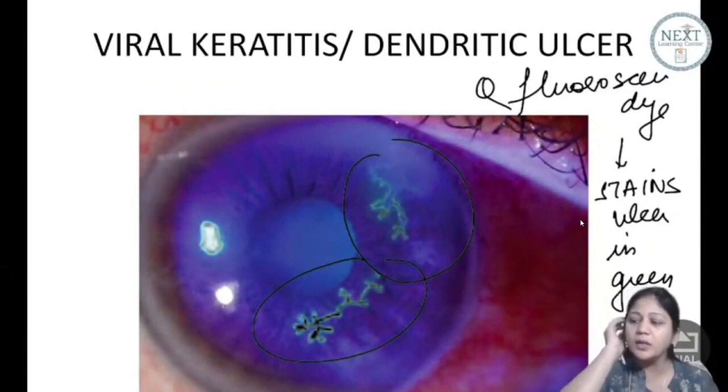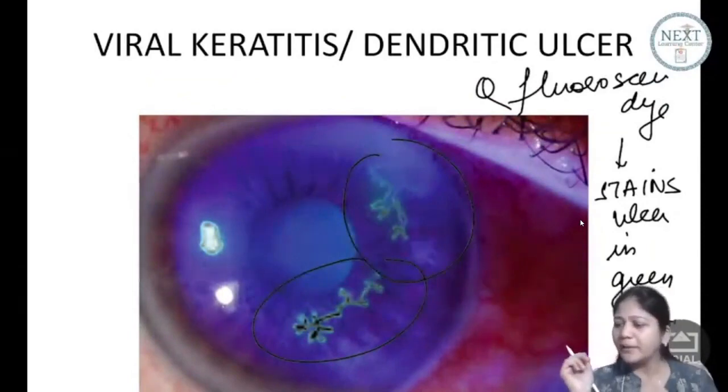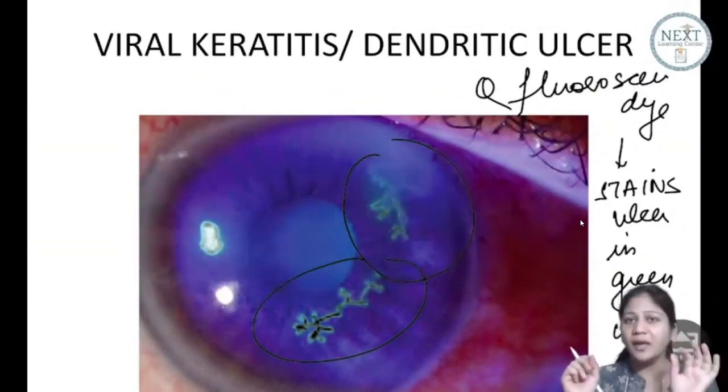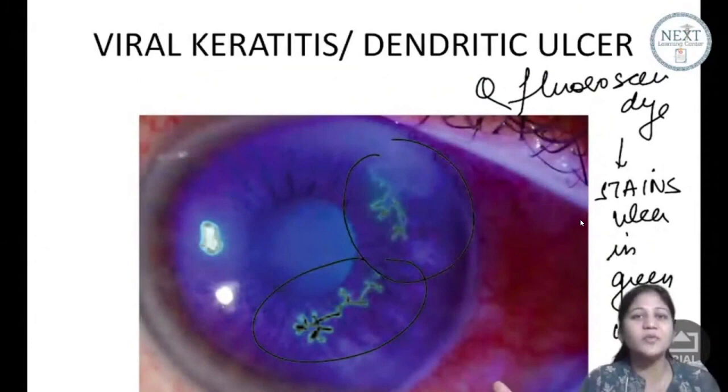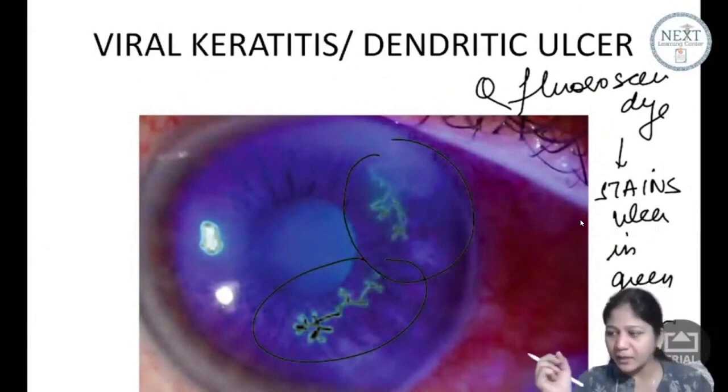Okay, so there are so many questions. No child, no foreign body, no. Dr. Mohanty, foreign body will not be stained. Only a defect in the epithelium will be stained green. A defect in the epithelium or any ulcer, because ulcer itself also is a defect. Do you understand, child?